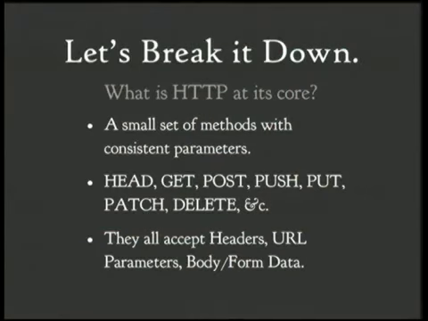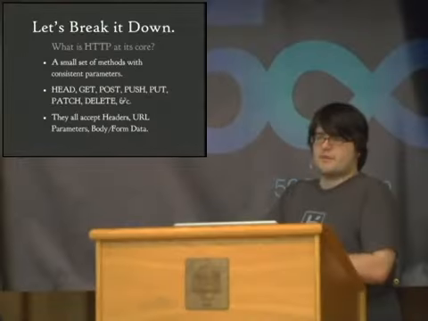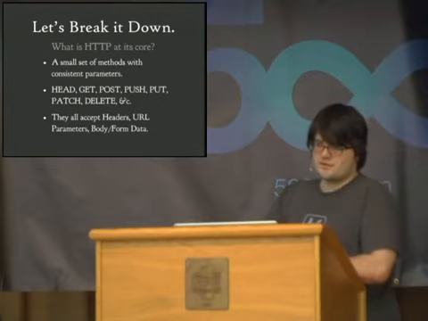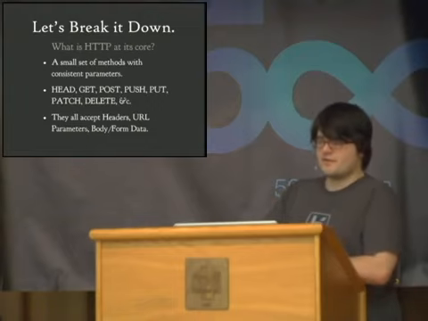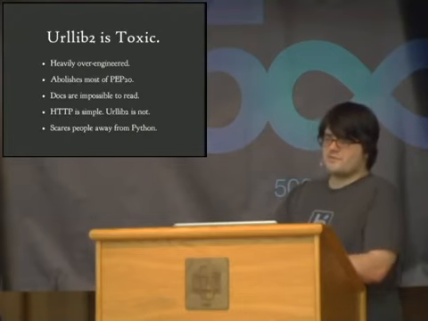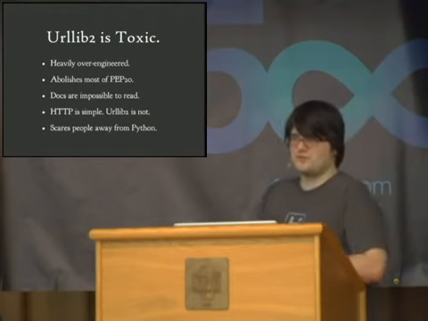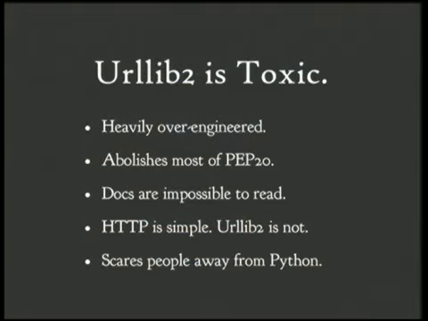So let's break down what HTTP actually is at its core. Essentially, it's a small set of methods with consistent parameters. You have HEAD requests, GET, PUT, POST, DELETE, PATCH, etc. All of them are fairly straightforward. They all accept headers, a URL, parameters, and a body or form data, and that's pretty much it. There are also status codes used to respond, and different little things you can do, like if there's a 301, you're supposed to follow the redirect. But at the core, HTTP is a very simple and straightforward protocol. When you look at urllib2, it's the opposite of that. It's a super over-engineered piece of code, and it ignores all of our values as an ecosystem in Python.